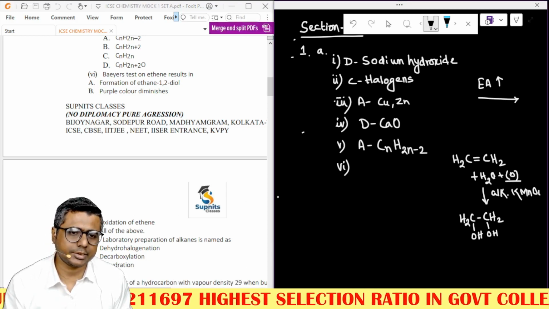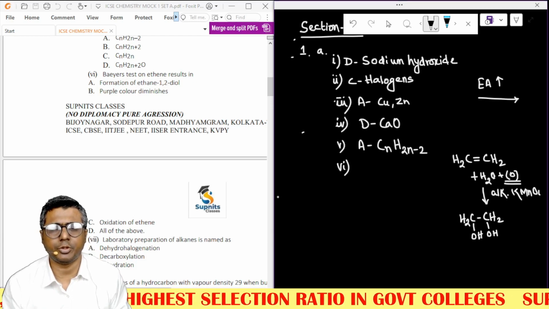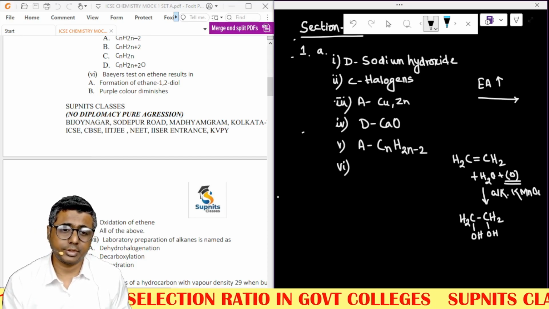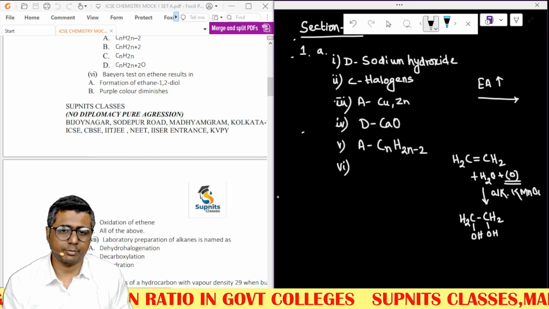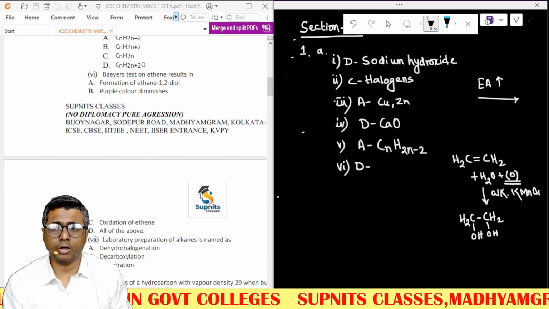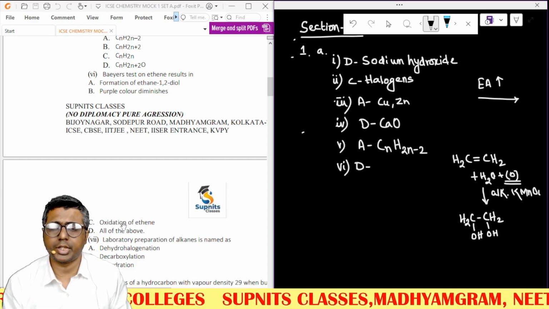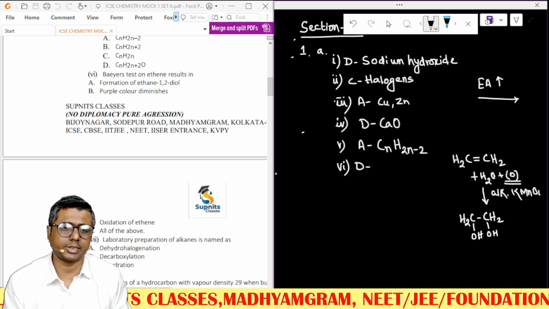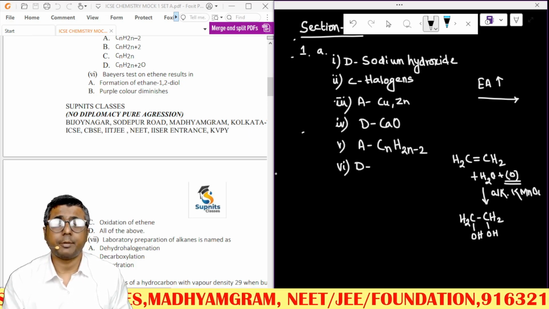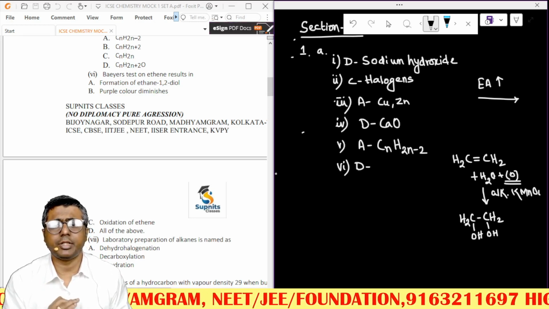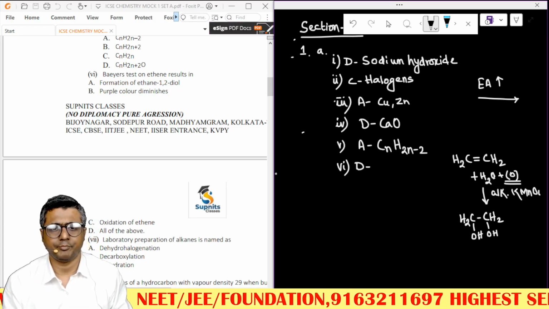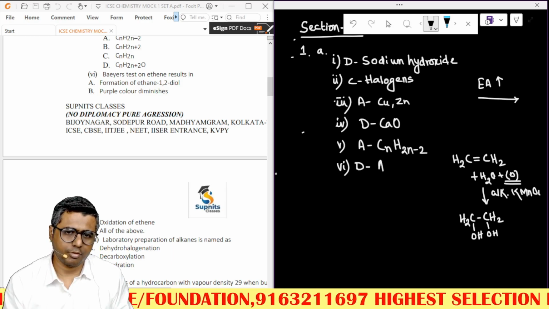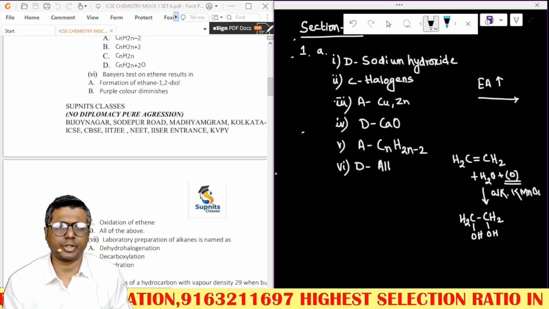You can easily understand, as I am adding nascent oxygen, this will be oxidation of ethene. So definitely it is all of the above. It is a very nice question. A lot of information is also gained from this question, that is, what are the three things that change in this reaction. Oxidation happens, purple color diminishes, and definitely formation of ethane-1,2-diol. So D, all.